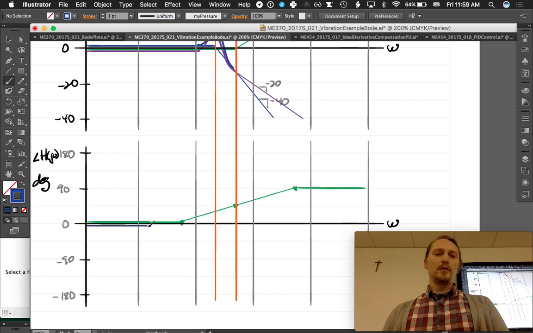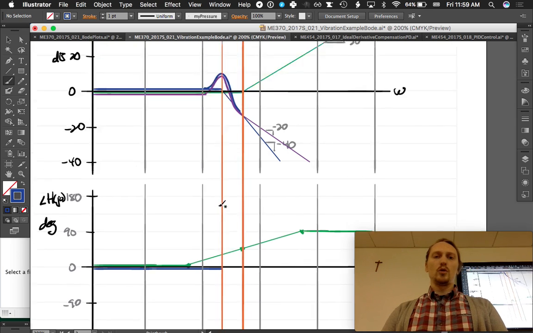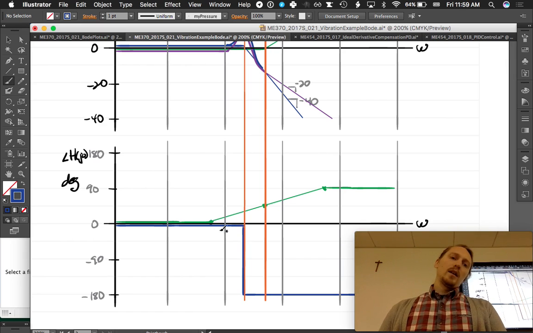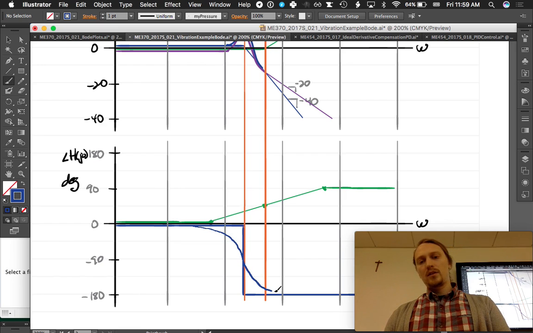So with blue, it's 0, 0, 0. Our totally straight line approximation is going to be 0 all the way up to the break frequency, which for the complex pole pair is omega 2, which is this first one here. And we drop down to negative 180, right? And then we're straight again. In reality, it's probably more like that, right?